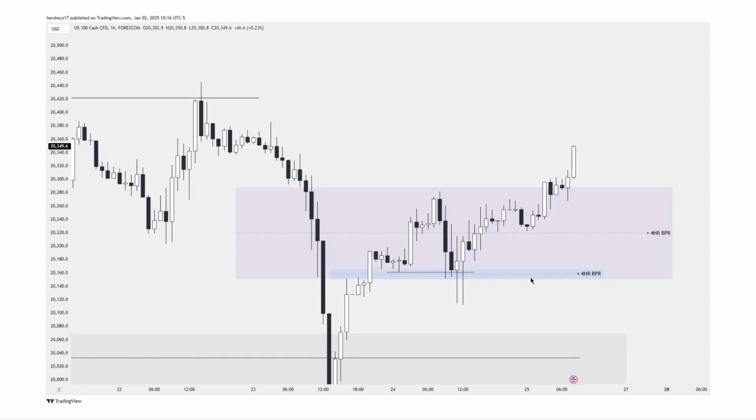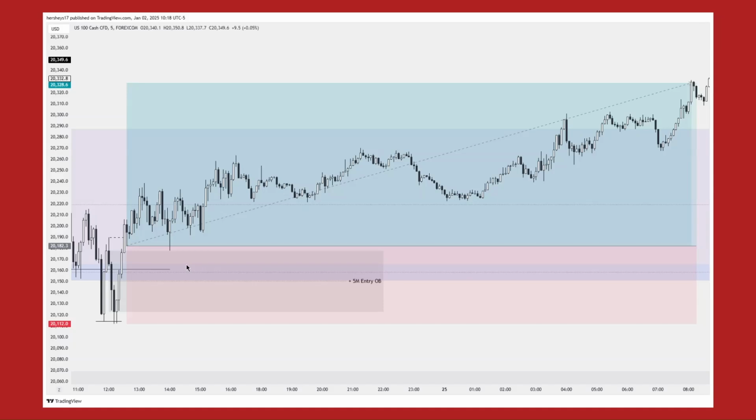We can see price sweeps the low inside the 4-hour bullish fair value gap here, and on the 5 minutes, if we go down, we see a simple sweep of the lows giving a structure shift and taking the entry off of this small fair value gap, overlapping with a 5-minute order block here, aiming for a simple 1:2 R.